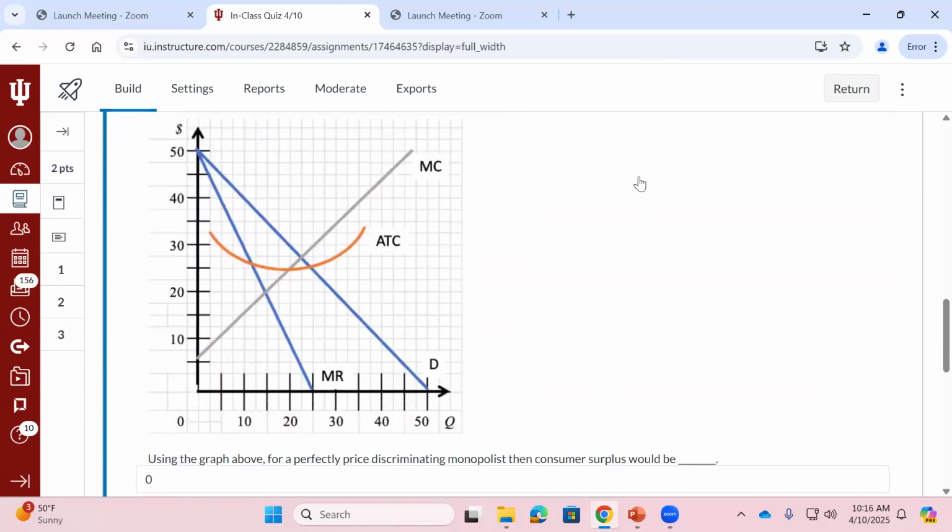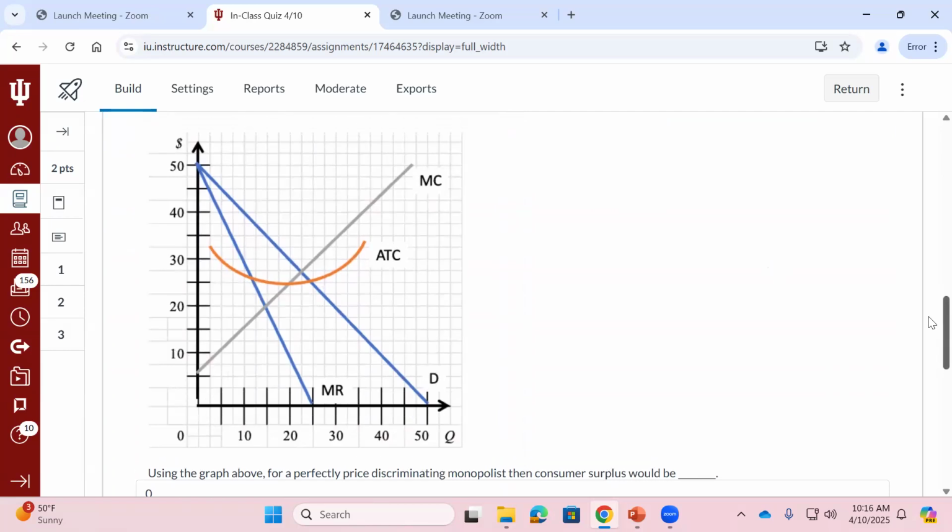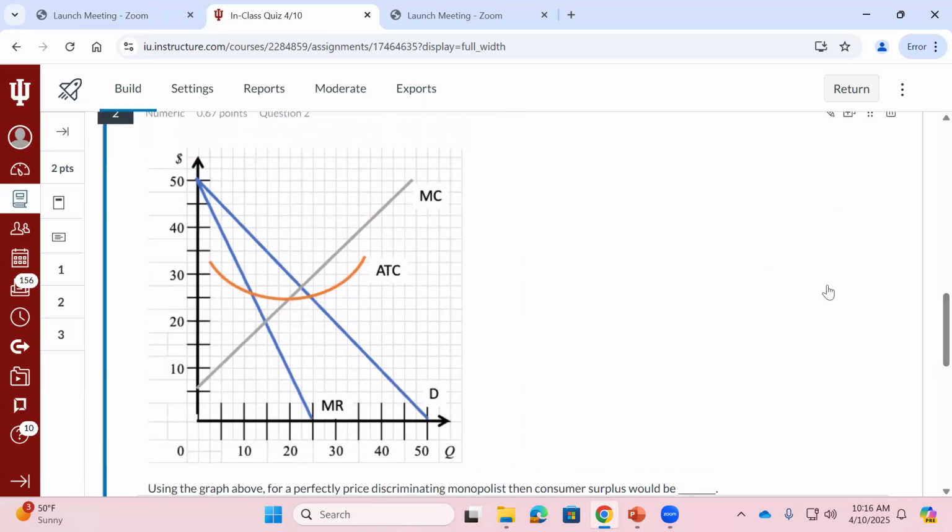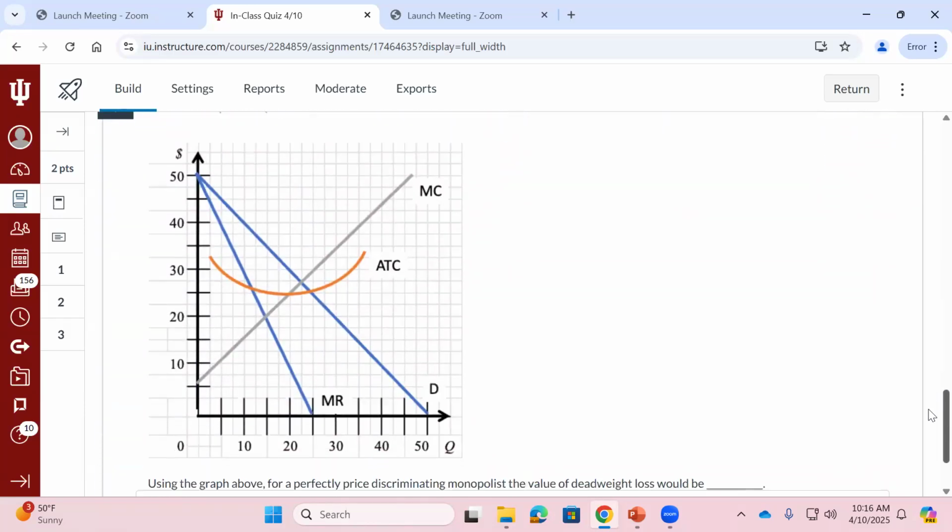If I've got this perfectly price discriminating monopolist, well, we already see it here, but what would my consumer surplus be? We said if I can charge people exactly what their marginal benefit is, the difference between their marginal benefit and the price they pay would then be 0 for every single consumer. So consumer surplus, if I can perfectly price discriminate, will be driven down to 0. All right. Similar kind of idea.